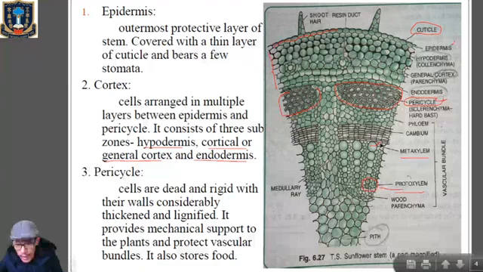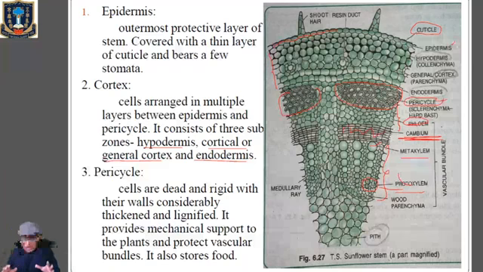So this part is the xylem, metaxylem, and the protoxylem. This one is the phloem. In between the phloem and the xylem, we'll see the presence of cambium. So this is the cambium. Okay, so this type of arrangement is called open type of vascular bundles.